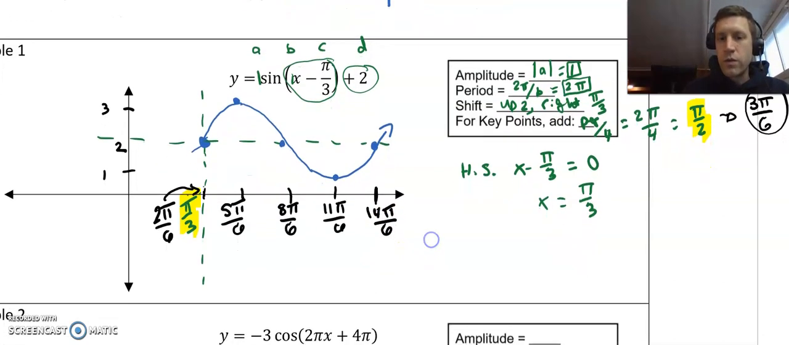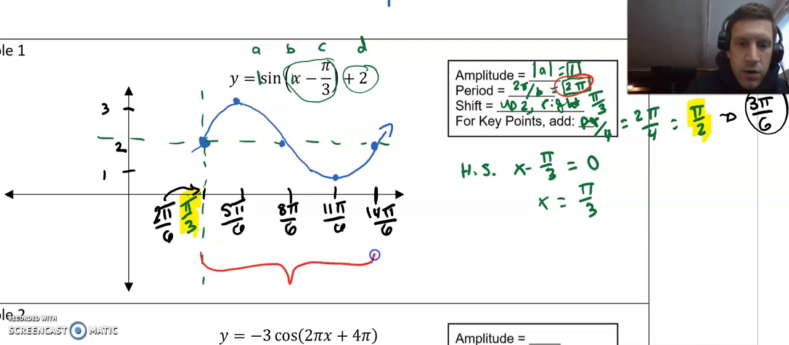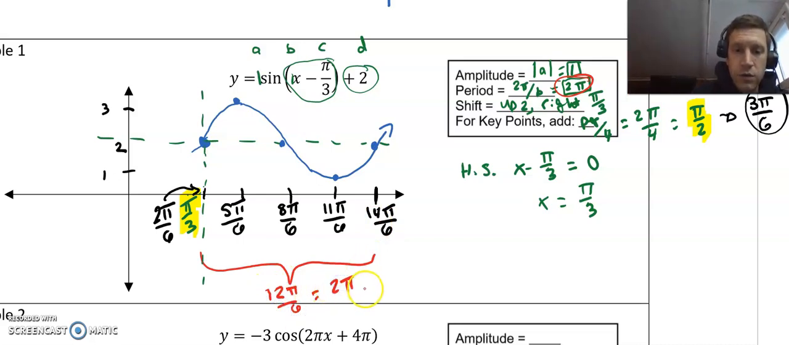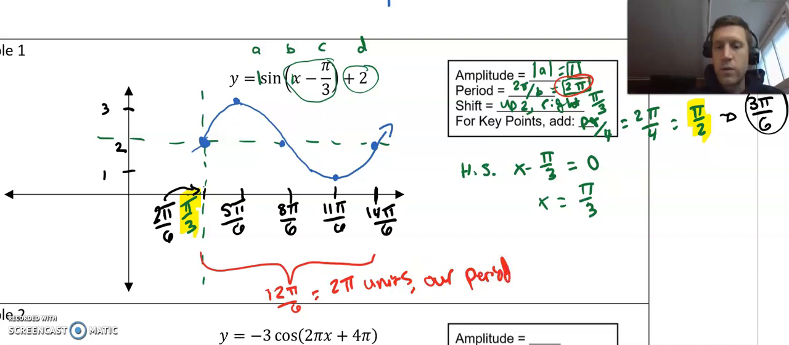So we're basically done. What I want to do now is just verify my period should be 2 pi, which means from the start to the end of that cycle, it should be 2 pi. Well, I go from 2 pi over 6 to 14 pi over 6, so that's 12 pi over 6. Yeah, that is 2 pi. That's a distance of 2 pi units, which is our period. So that's a really good check to see if you spaced out your x-axis correctly.